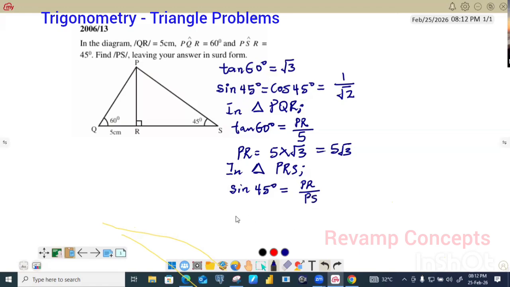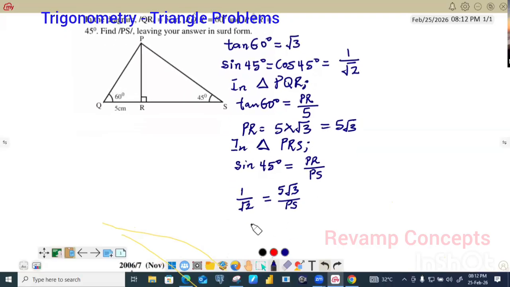So, which means that sine 45, which is 1 over root 2, will be equal to PR, which is 5 root 3, over PS. Making PS the subject of the formula here, PS can become 5 root 3 multiplied by root 2, and that will be equal to 5 root 6 if we are to leave it in surd form.